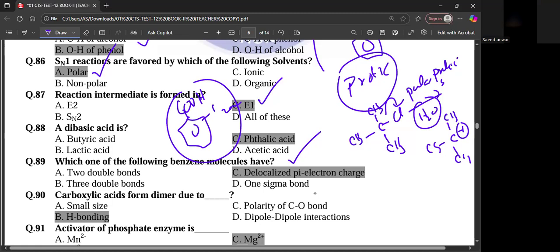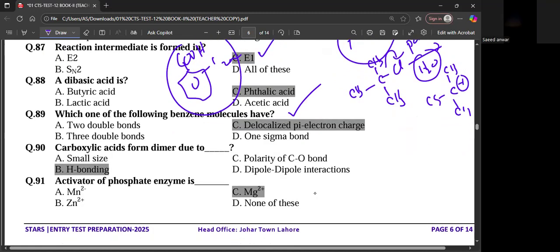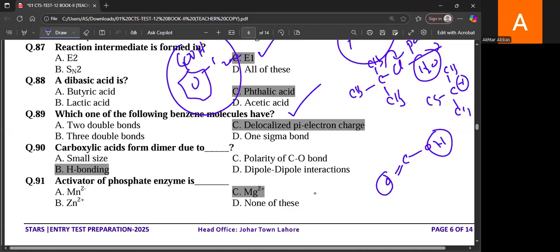Next question, carboxylic acids form dimers due to hydrogen bonding. You know that carboxylic acids form dimers. What is meant by dimers? It means there will be attachment of the carboxylic acid and the hydroxyl group with another carboxylic acid due to the hydrogen bonding. So your best option is beta.